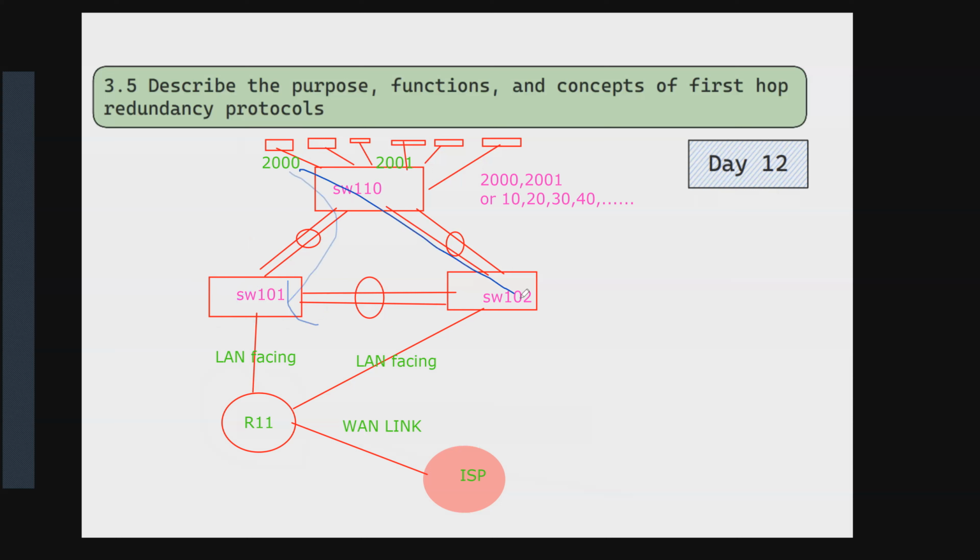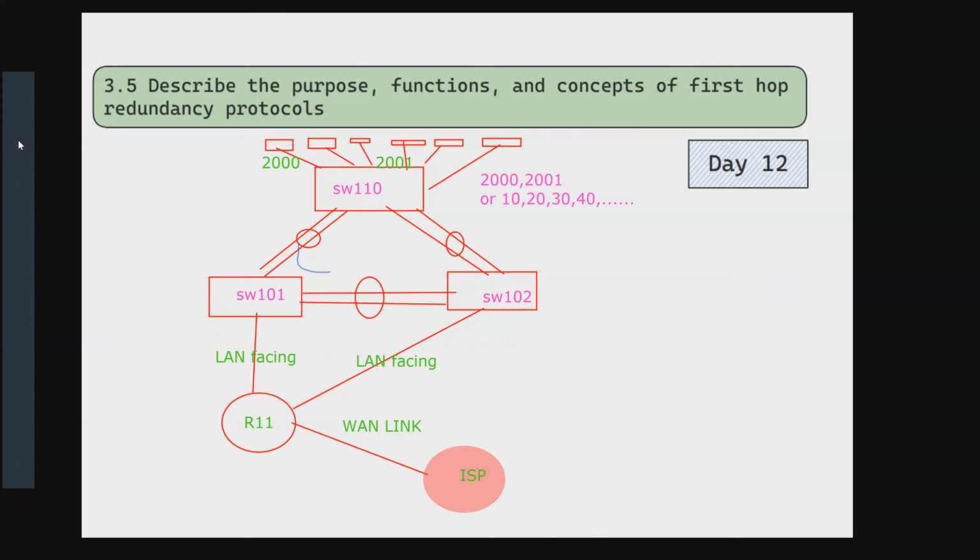You can't go like this. See, you have an alternate path like this. You can't go like this. You can go like this, because anyway this is down. So you can't go like this or like this, right? So that's why we have a technique called first hop redundancy protocol. Your first hop gateway. First hop means what? Where is your gateway?